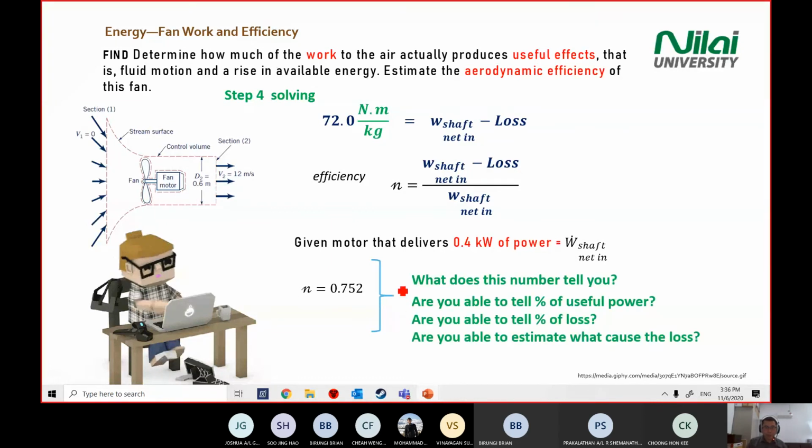From the number itself, you should be able to tell what it means, right? How you change this 0.752 into percentage. How many percent is useful power? How many percent is loss? And what are the sources of loss that you can think of inside the system? What takes out the power? The most standard answer is friction, and also some other things. Because here it didn't mention any adiabatic process, so there may be some energy transferred into heat and so on. Okay, so this is how it is done.